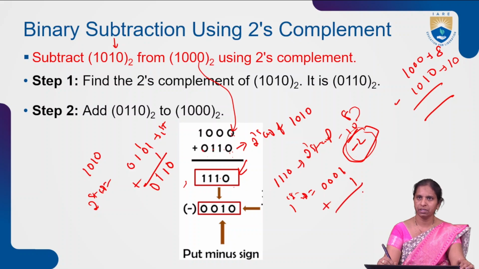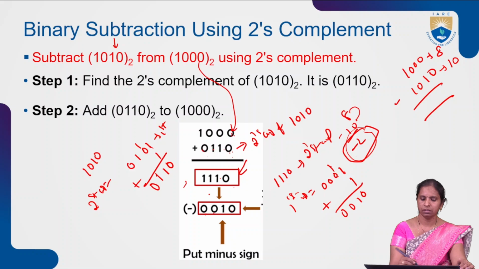Then 1 plus 1 equals 0, and here 1 plus 1 and the carry is 1. Then 1 plus 0 equals 1, and 0, 0. So therefore 0, 0, 1, 0. Since you are taking the result as 2's complement, as there is no carry, you have to keep a minus sign. Therefore, minus 0, 0, 1, 0 is the answer.